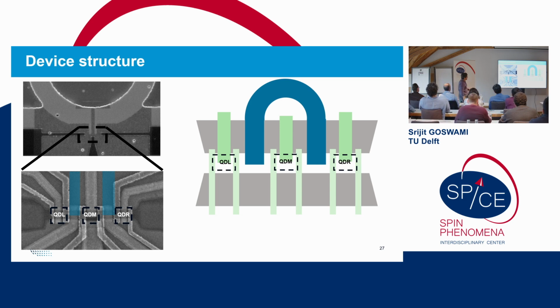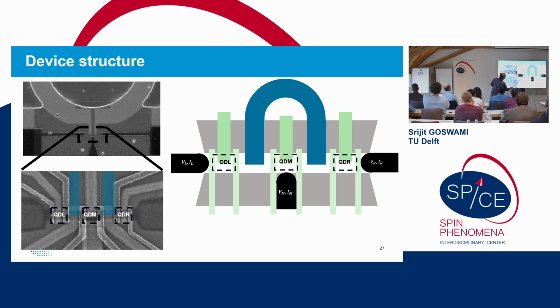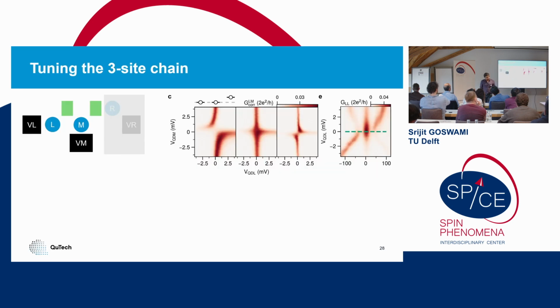So schematically, we have left, middle, right. We can simultaneously probe left, middle, right, and we have this flux loop. Okay, so how do we tune this system? It's actually exactly what you saw with the 2-site. So what we do is we just work in pairs.